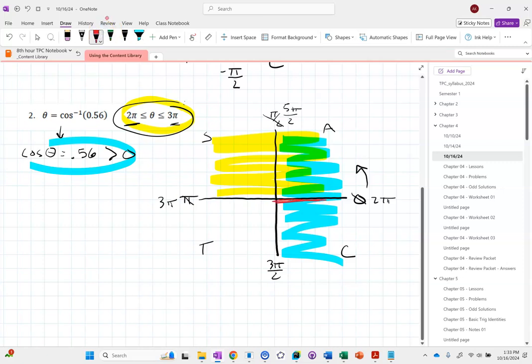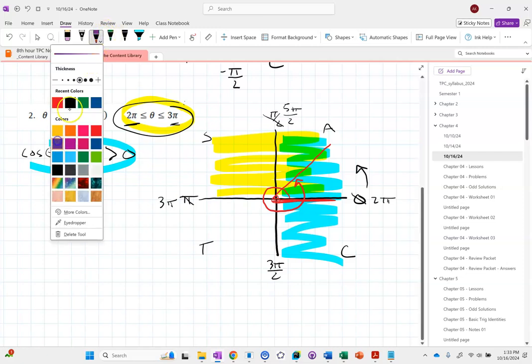I'm now going to draw my standard position angle. So there's my initial side. I'm going to go around 1 full time and then end somewhere in quadrant 1. So far, so good, because when I was counting, I went around 1 full time before I was done labeling my axes, right?